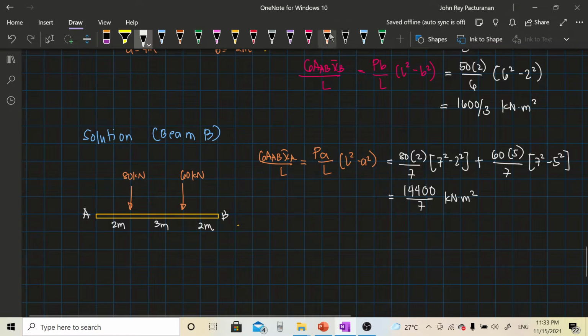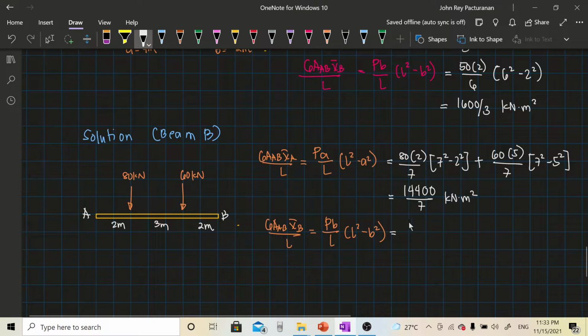Okay? Well, on the other hand, yung 6AAB, centroid ng B over L is equal to PB over L, then the quantity L squared minus B squared. So, ang sagot natin dito ay equal sa 60 times 2. Baliktad.